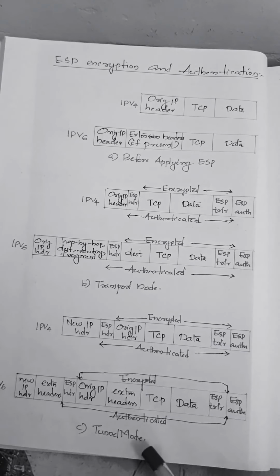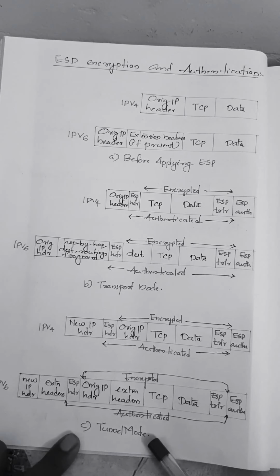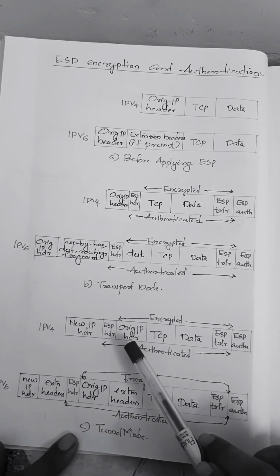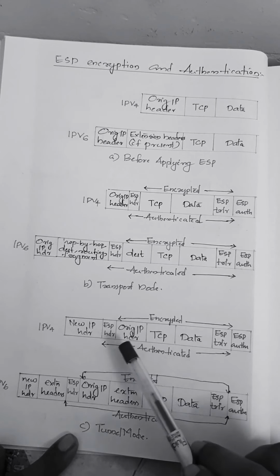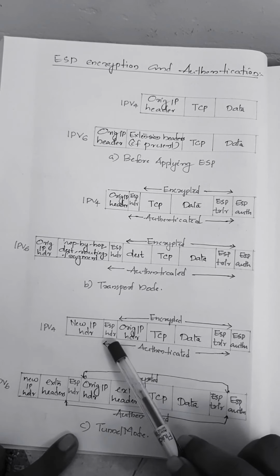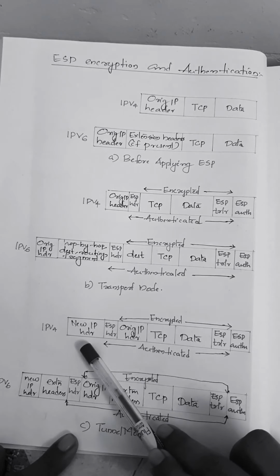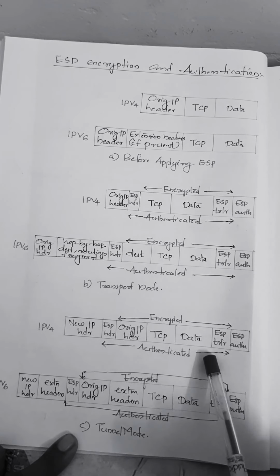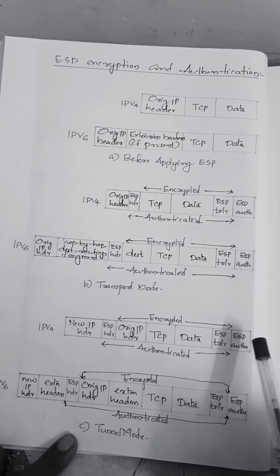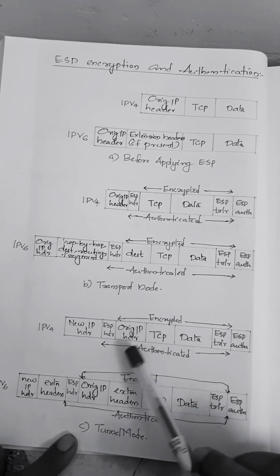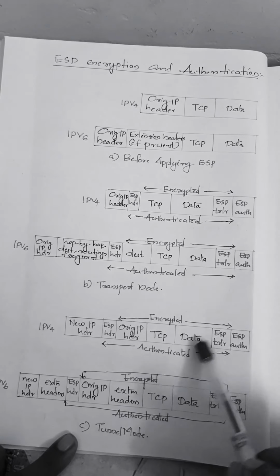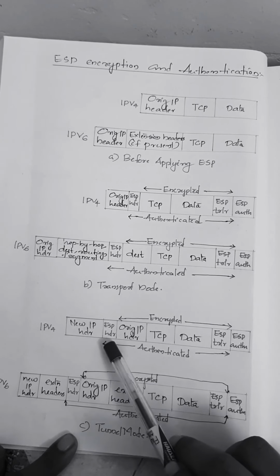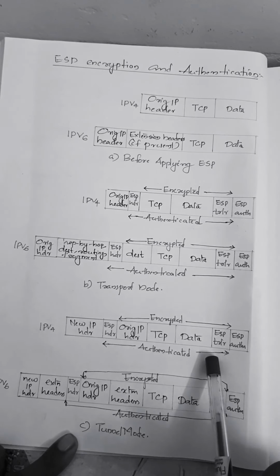Then in tunnel mode, it ensures the security of the IP header and the data. See, before the original IP header, the ESP header is added and a new IP header is added here. After the data the ESP trailer is added and finally ESP authentication. The original header, data and the ESP trailer together ensure the encryption, and these together with the ESP header ensure the authentication.